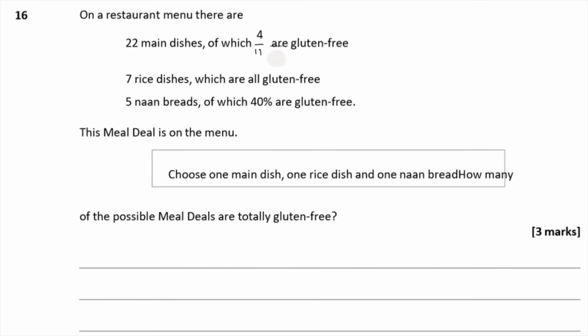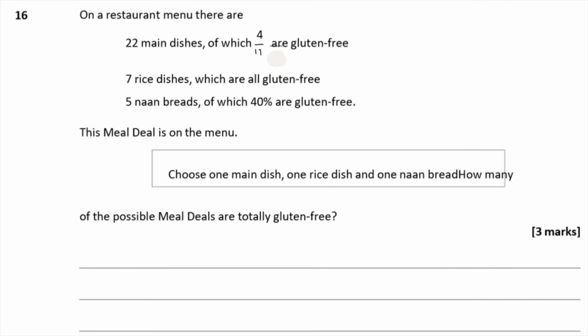Question 16. On a restaurant menu, there are 22 dishes, of which 4/11 are gluten-free, 7 rice dishes, which are all gluten-free, and 5 naan breads, of which 40% are gluten-free. This meal deal is on the menu. Choose 1 main dish, 1 rice dish, and 1 naan bread. How many of the possible meal deals are totally gluten-free?